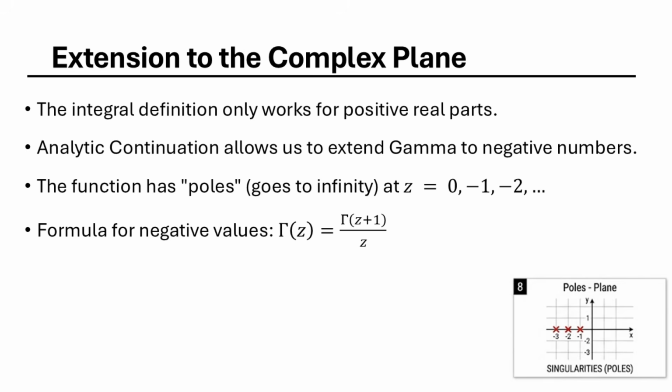If we try to calculate gamma of 0, we would have gamma of 1, divided by 0, which is undefined. The function has what we call poles at z equals 0, negative 1, negative 2, and so on. At these points, the function shoots off to infinity. This is why you cannot take the factorial of a negative integer.